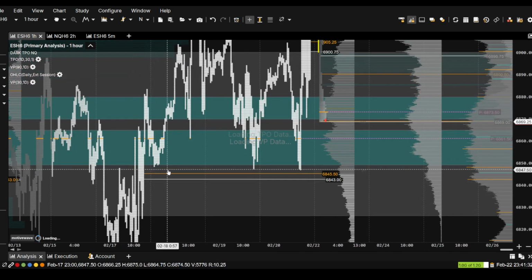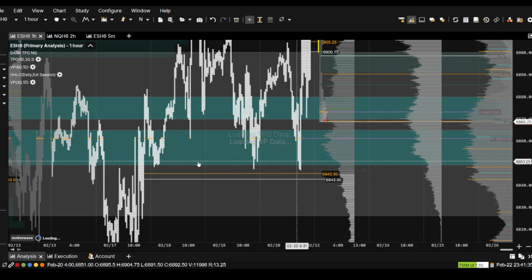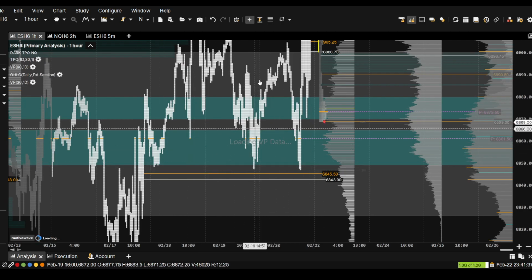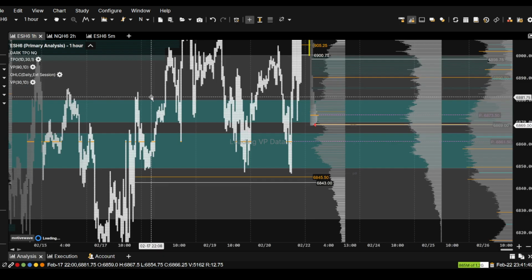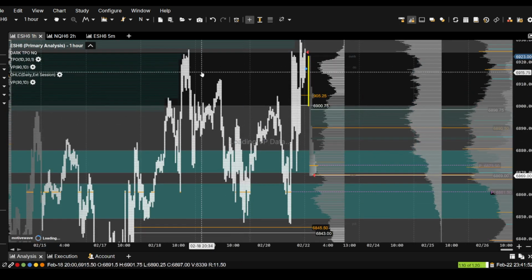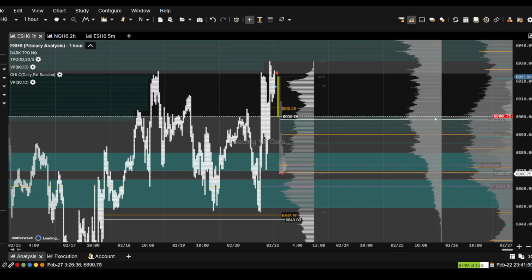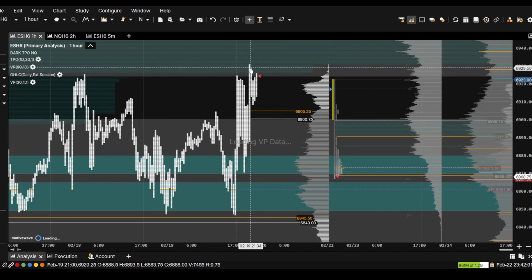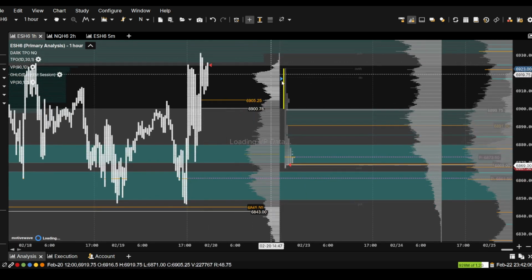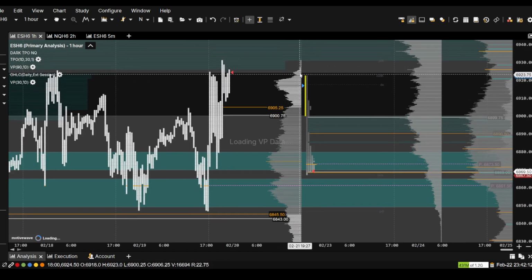This is poor lows, or relative equal lows in terms of ICT, but it's the same premise. Relative equal lows, poor highs. The last part of the previous week we saw this finished auction. Here we go down, and we see this single print.